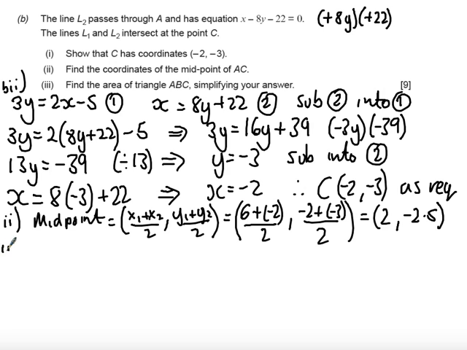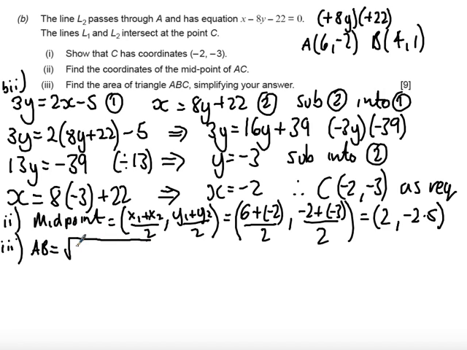So part 3, let's list the points that we have here and make sure we've got them all ready. So A is 6, minus 2, and then B is 4, 1. So we've got the 3 points now. The line AB is given as the square root of the difference between x coordinates, so 6 minus 4 squared, plus minus 2 minus 1 squared.